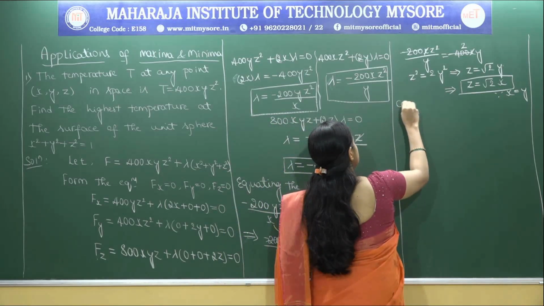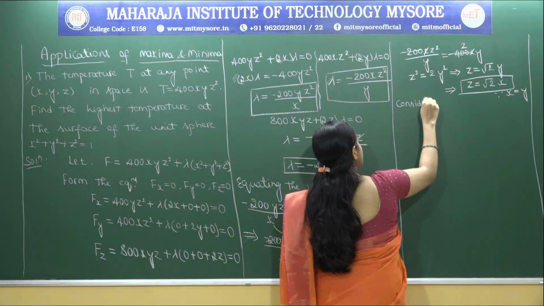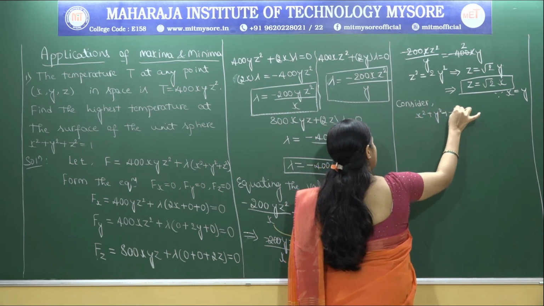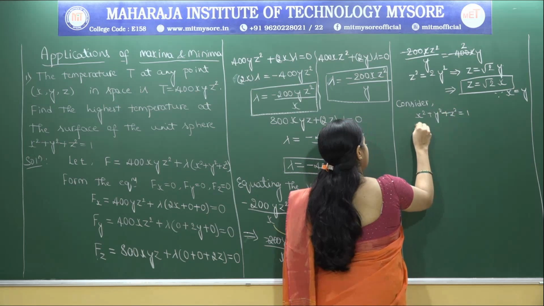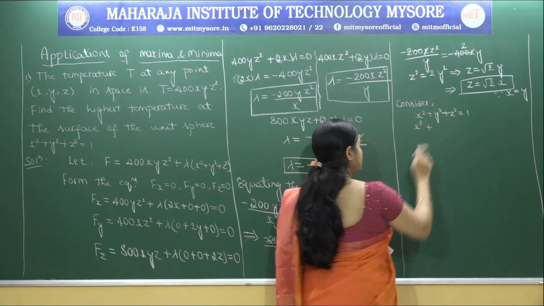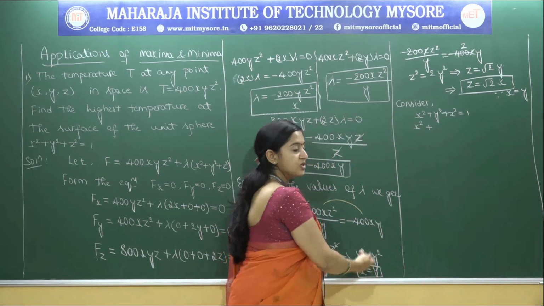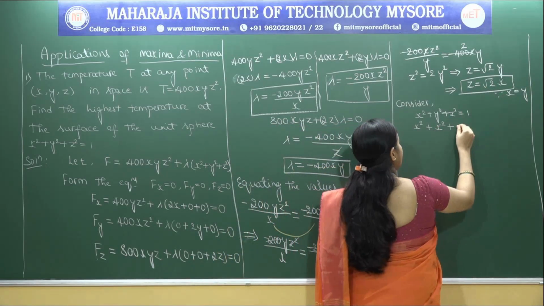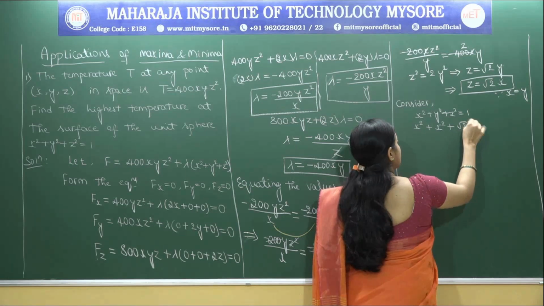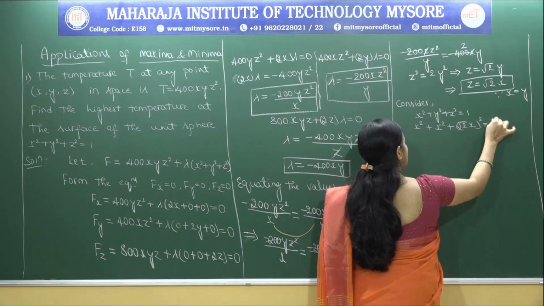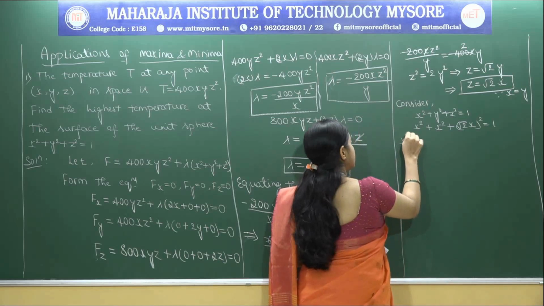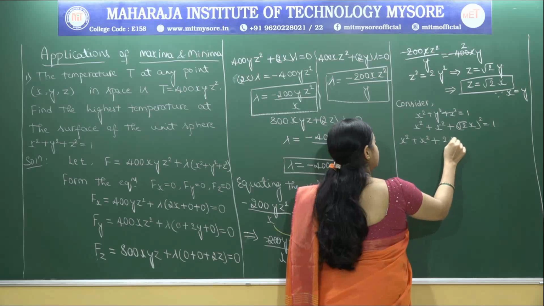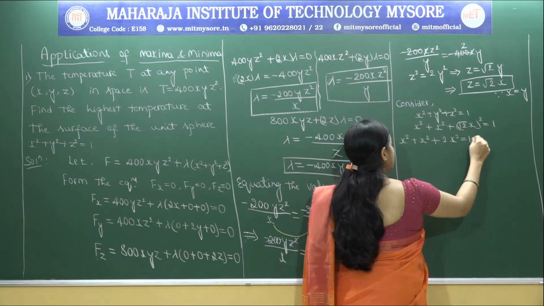Next, I consider the condition x square plus y square plus z square equal to 1. Keep the x square as it is. For the y square, since y equal to x, you substitute the x. Next, z equal to root 2 into x, so it is root 2x whole square equal to 1. So using this, you can also write x square plus x square plus 2x square, equals 1.